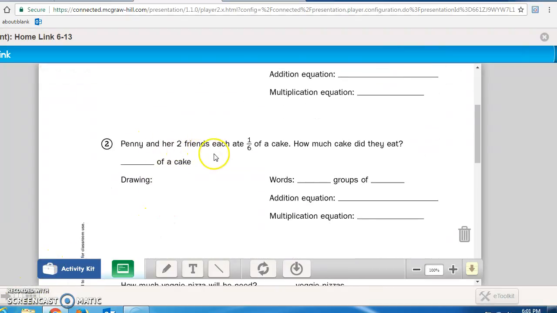Penny and her 2 friends each ate 1/6 of a cake. How much cake did they eat? Well, remember, Penny and her 2 friends means you better have 3 people drawn here. Okay, then do it in words, in groups of. I'm going to give you a little hint on this one too because this is kind of hard. They're groups of 1/6. Okay, how many friends? Help you a little bit more. There's 3, so you finish the rest.